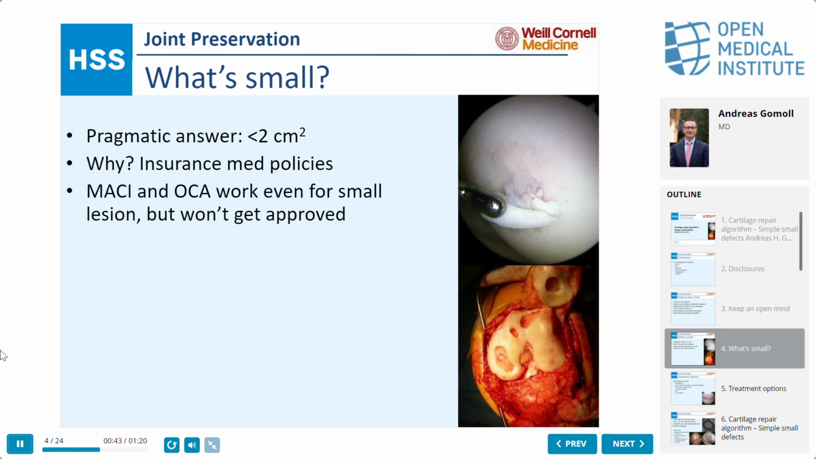From a medical perspective, as I said, there's nothing magical about 2, so nobody should really argue if it's 1.8 or 2.2. It's just that 2 is a round number, so insurance companies use that. But I think it's useful to think about this 2 square centimeters, that's roughly 1.4, 1.5 centimeters in diameter. And that's actually a very common defect size that you may see from failed ACLs, patella dislocations. I would say at least over 60 or 70% of all defects will be in this size range.